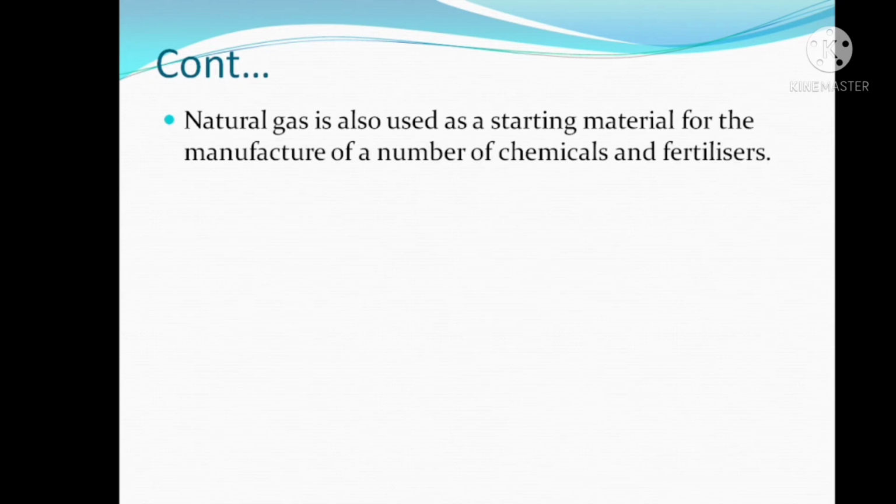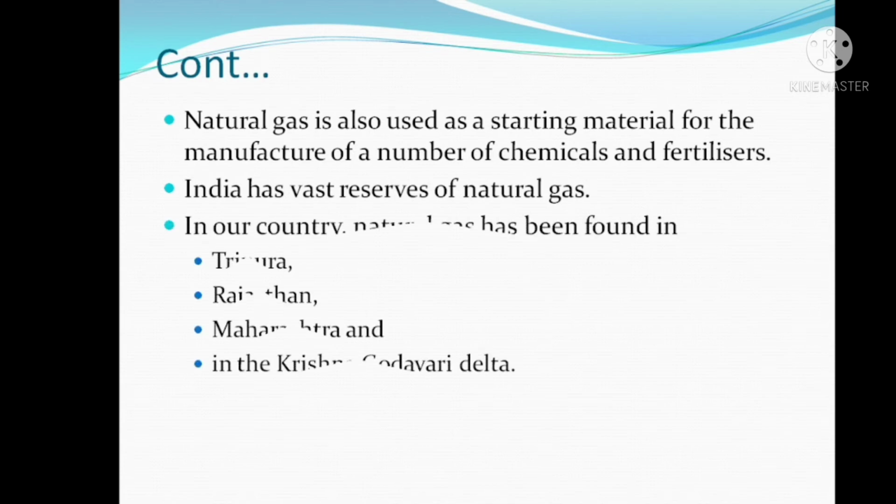Natural gas is also used as a starting material for the manufacturing of a number of chemicals and fertilizers. India has vast reserves of natural gas, a very good quantity on the surface and below the surface. In our country, natural gas has been found in Tripura, Rajasthan, Maharashtra, and the Krishna Godavari Delta. So these are the areas where we can find natural gas resources.